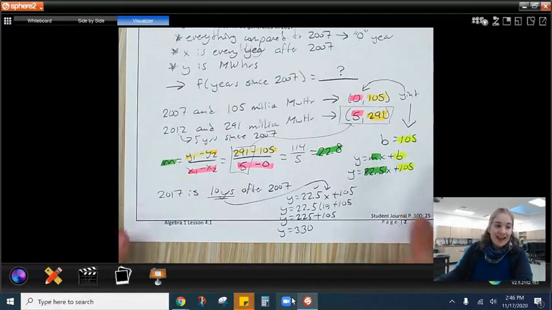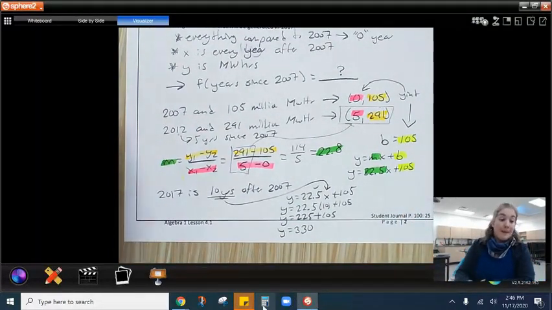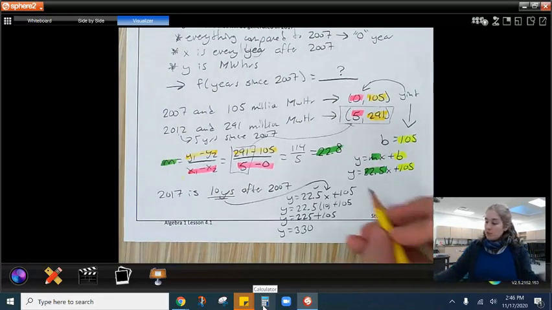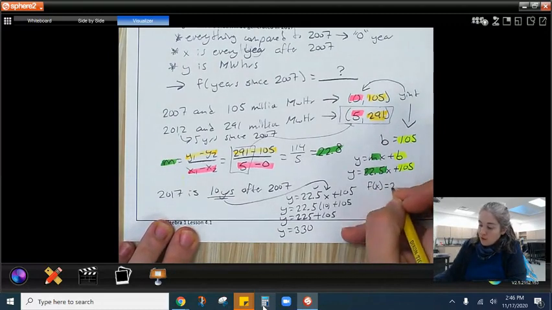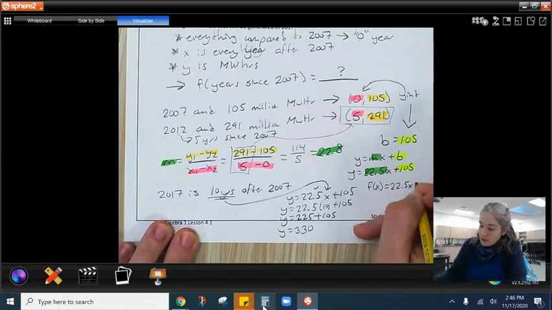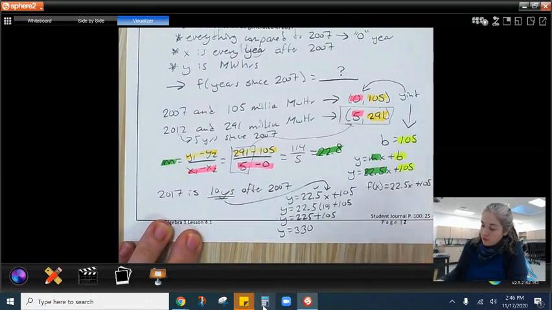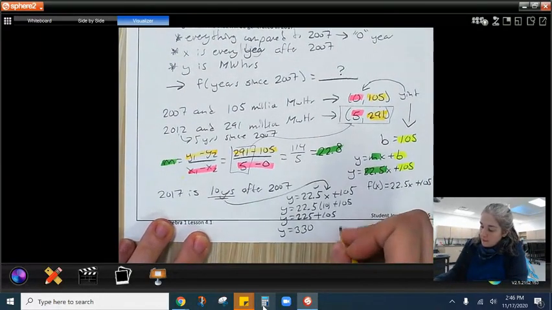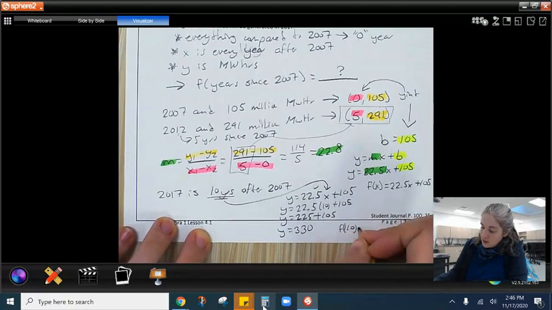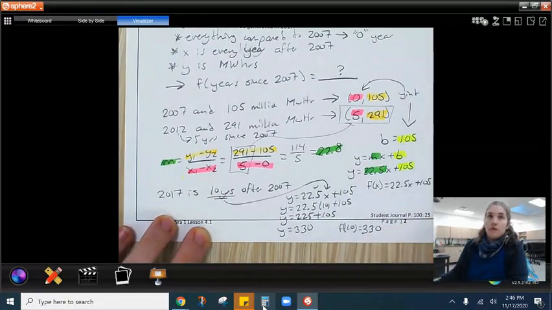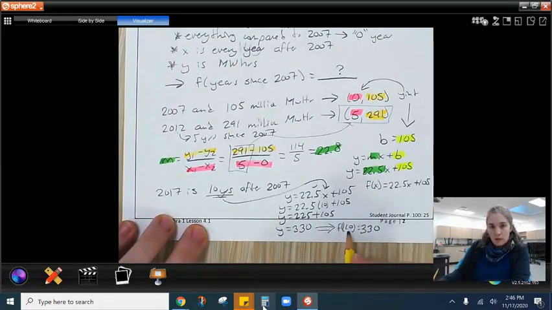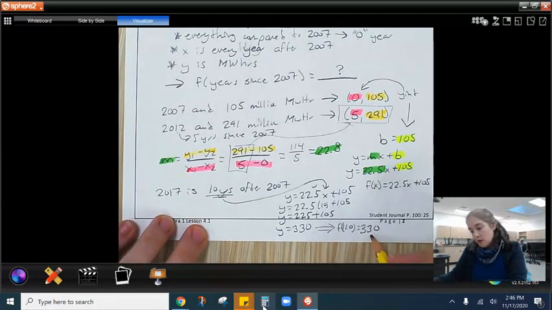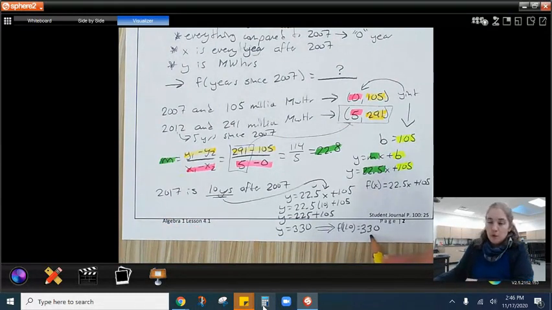Yes, you should write that sentence out. No, I do not have room on my page to write that sentence out. And we could even rewrite this, just so you know, as a function with function notation. So f of x equals 22.5x plus 105, which means this would be f of 10 is equal to 330. So that would be the function notation form of it. So 10 years after 2007, there were 330 million megawatt hours produced.